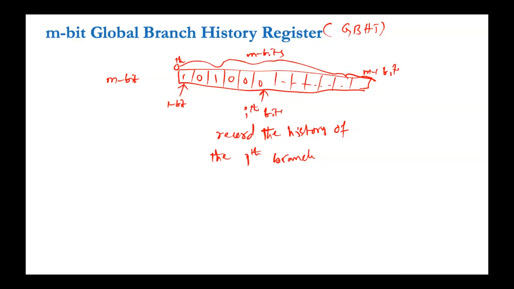Please answer in the chat box. If the ith bit entry is 0 in the M-bit register of the global branch history table, then is the branch taken or not taken?